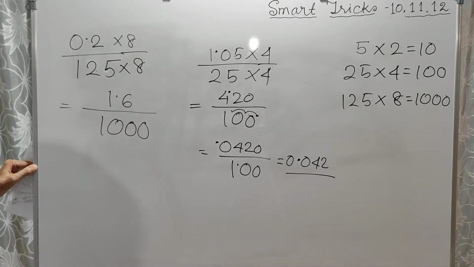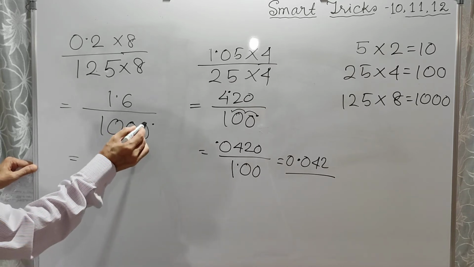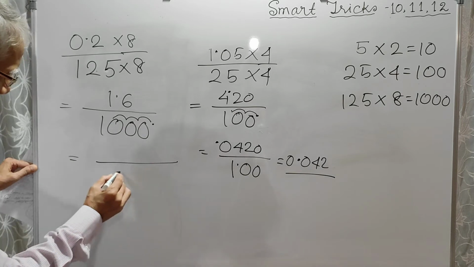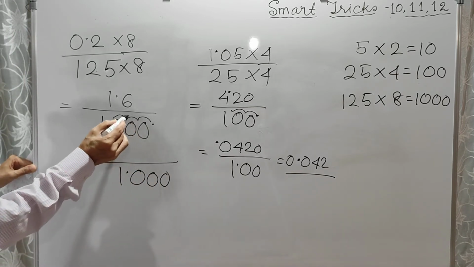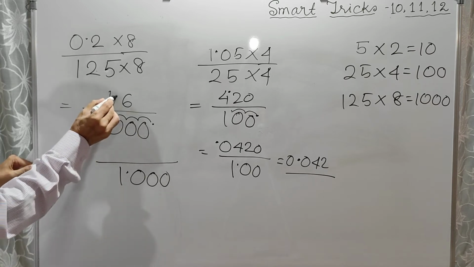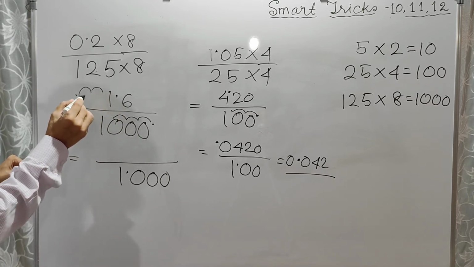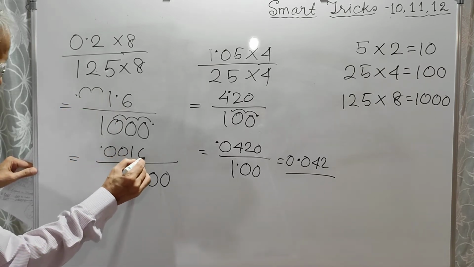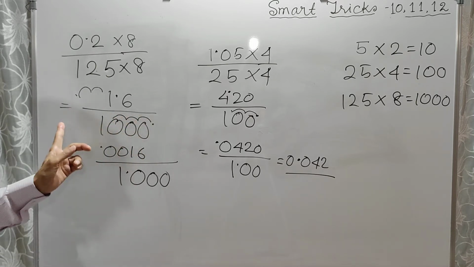So 1.6. Okay. Now shift the decimal. So the decimal is here. You have to shift how many digits? 1, 2, 3 digits to the left. So it will become 1.000. Shifting the decimal 1, 2, 3 digits to the left. So here also the decimal you have to shift 1, 2, 3 digits. That means 0.0016.